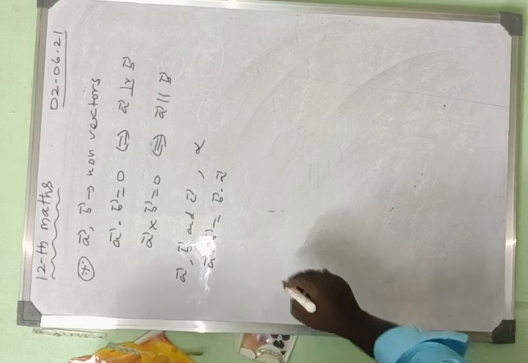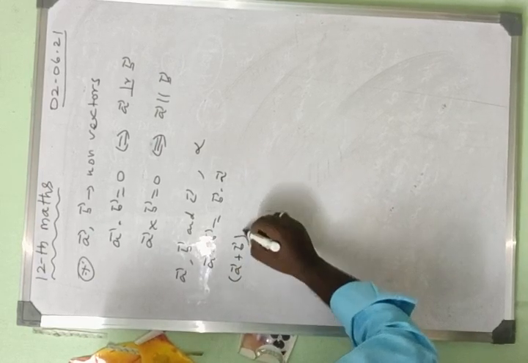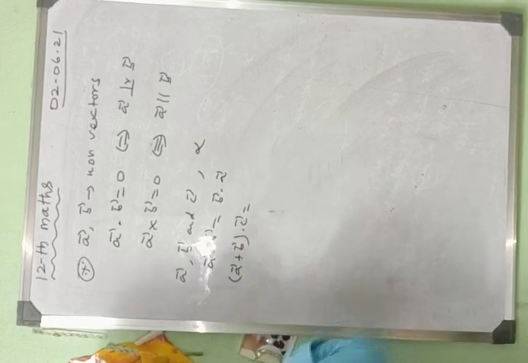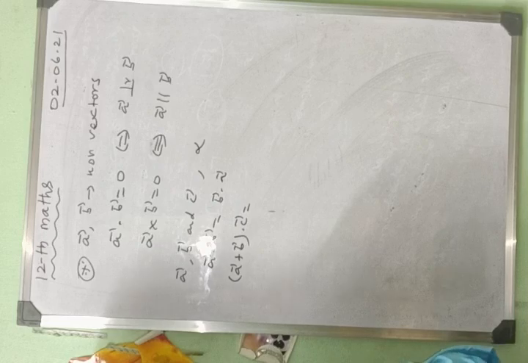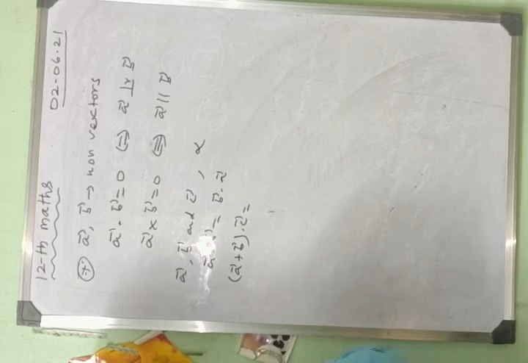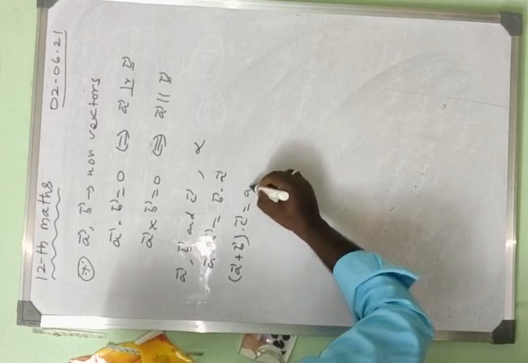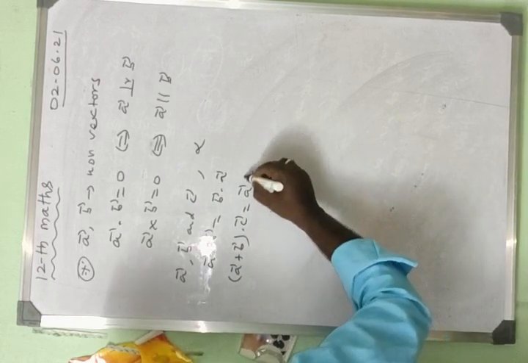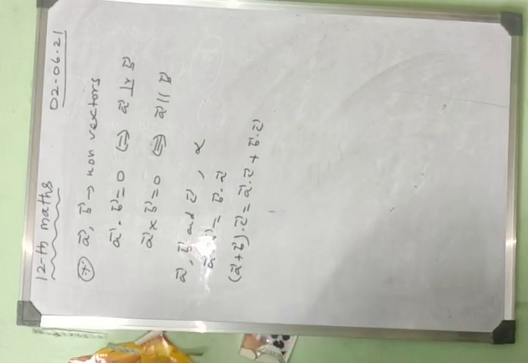Then vector A plus vector B dot vector C is equal to, listen here, vector A dot vector C plus vector B dot vector C, like this.